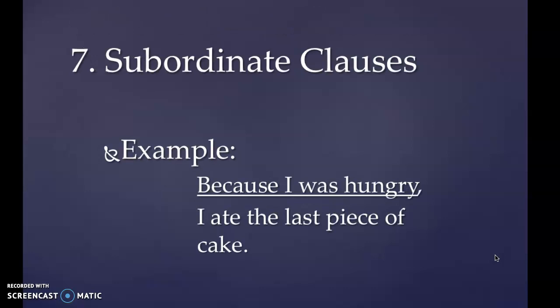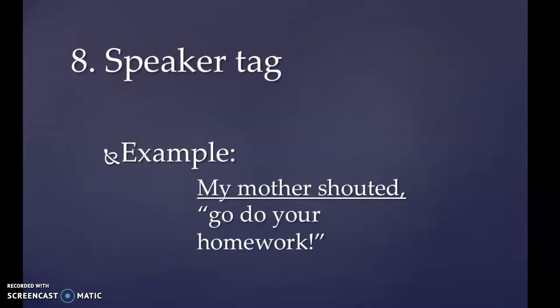Number 7, subordinate clauses. After, although, as, because, before, if, since, that, though, unless, until, when, whenever, where, wherever, while. Subordinate conjunctions. When you have a subordinate clause and it's introductory, meaning it comes before an independent clause, you use a comma. For example, because I was hungry, comma. So because I was hungry is a subordinate clause, and it comes before the independent clause, I ate the last piece of cake. And number 8 is an introductory speaker tag.